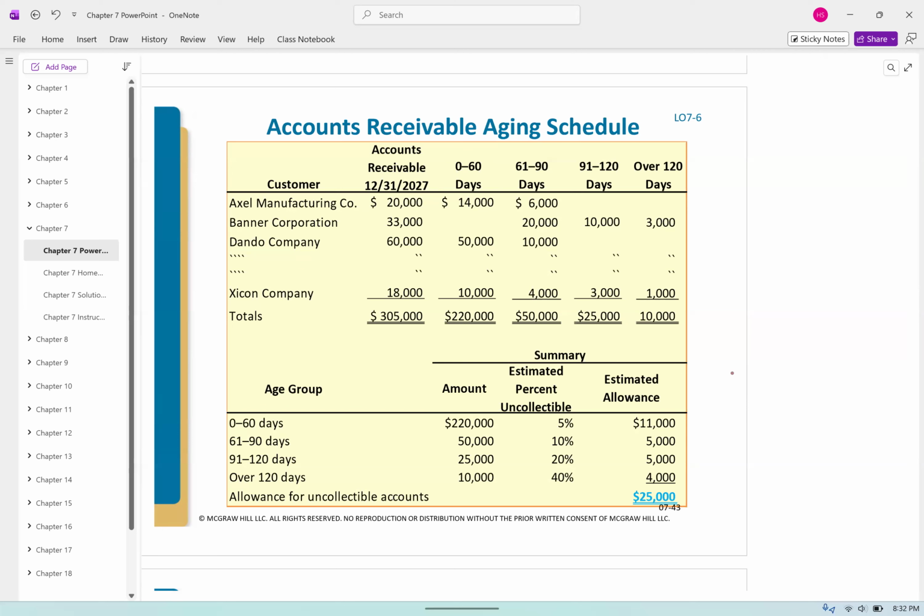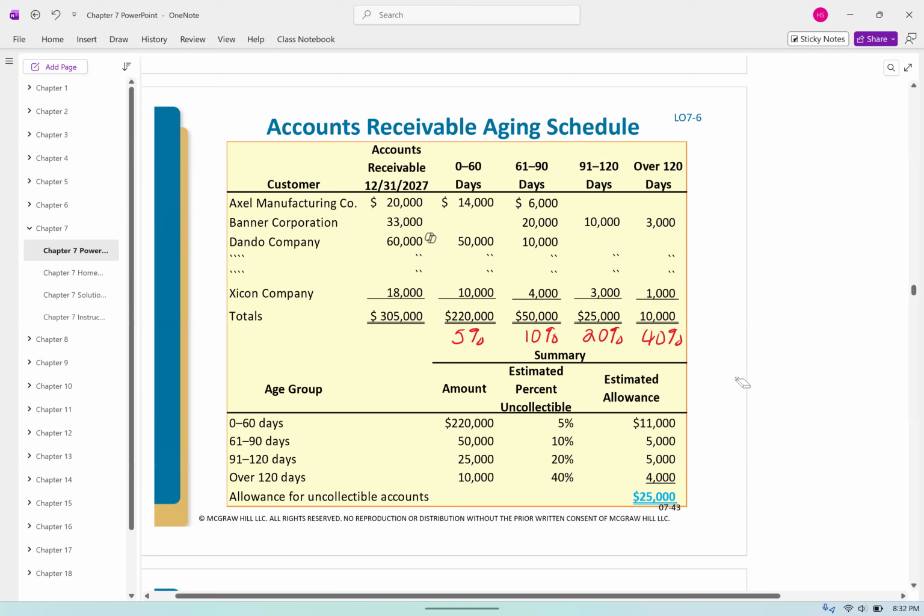So that 0 to 60 days is only 5% uncollectible. Like that's a new account. The due date hasn't come, so it hasn't been paid yet. Okay. In the next category, 10%. The next one, 20. And then look at that last one, 40% uncollectible, because if these people were going to pay their bill, they'd have paid it way back here. The further it goes out, the higher the percentage of uncollectability.